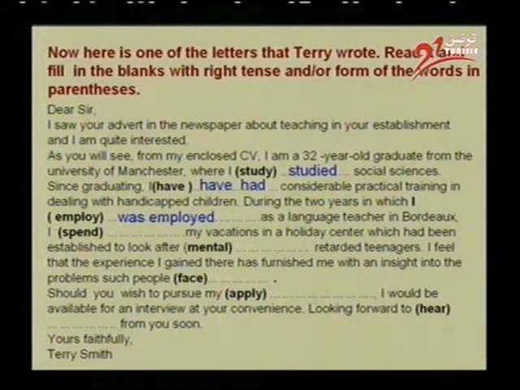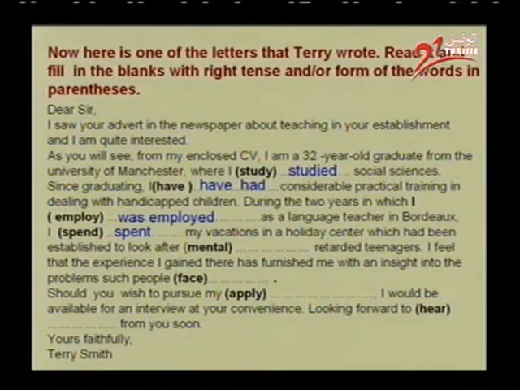Now, if we move to the next verb, I spent my vacation in a holiday center which had been established to look after mental retarded teenagers. And of course here the answer is spent, which means the past, because we have another action which happened in the past perfect. And here the past is used to indicate an action that happened in the past, but after another action which happened in the past perfect. So to look after mental retarded teenagers.